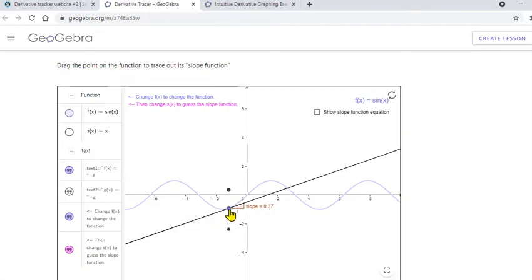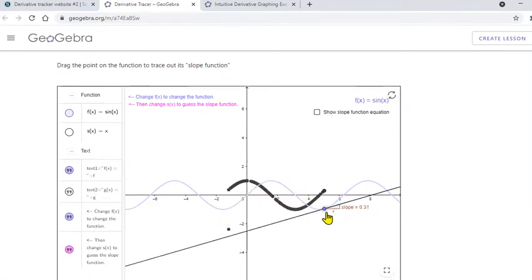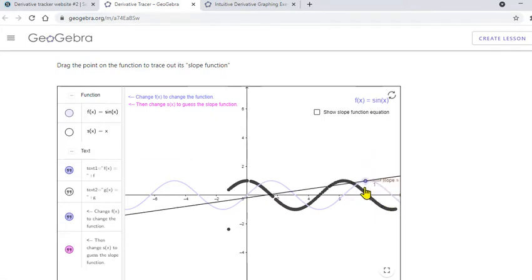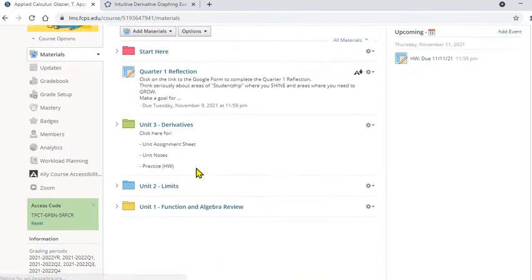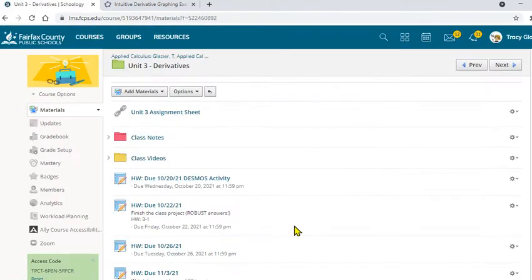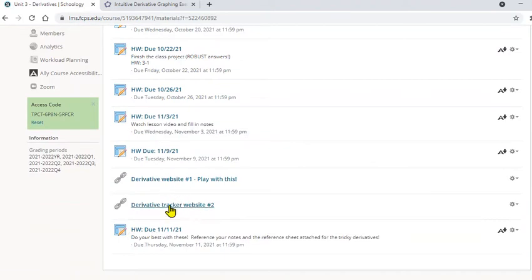And then you can see that cosine graph. The derivative of the sine of x is the cosine. And you can play with each of those. Each of those websites is in your Schoology, and you can type in any equation that you want in either one of them, and that will help. All right, enough of me talking.